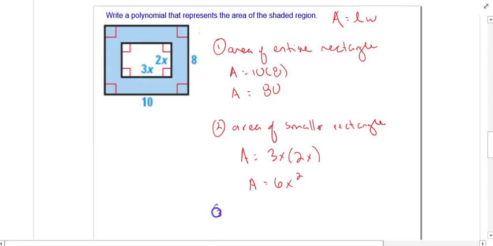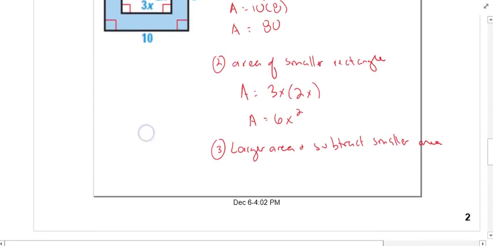So step 3 is going to take the larger area and subtract the smaller area, right? We take all of it and we subtract out this white, then we're left with just the blue. Okay, so I'm going to have 80 minus 6x squared. Okay, and that would be the area of only the blue shaded region.